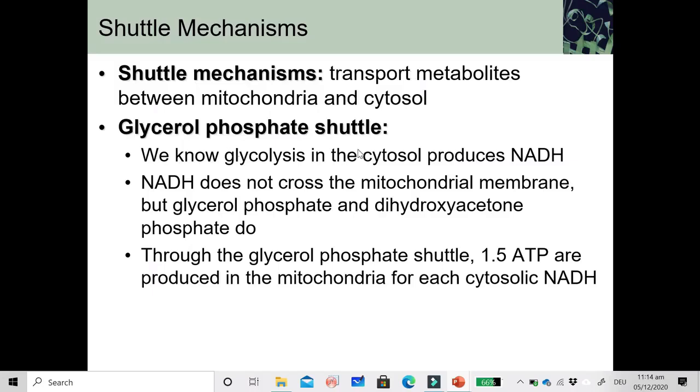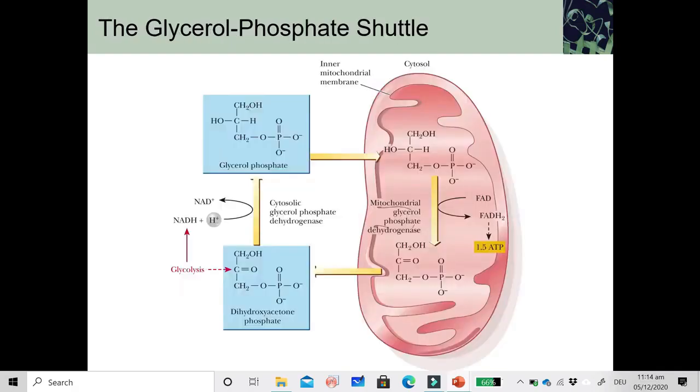So the glycerol phosphate shuttle is the one that is used by muscles. We know that glycolysis in the cytosol produces NADH. NADH does not cross the mitochondrial membrane, but glycerol phosphate and dihydroxyacetone phosphate do. Through the glycerol phosphate shuttle, 1.5 ATP are produced in the mitochondria for each cytosolic NADH. You know why? Okay, let's see.